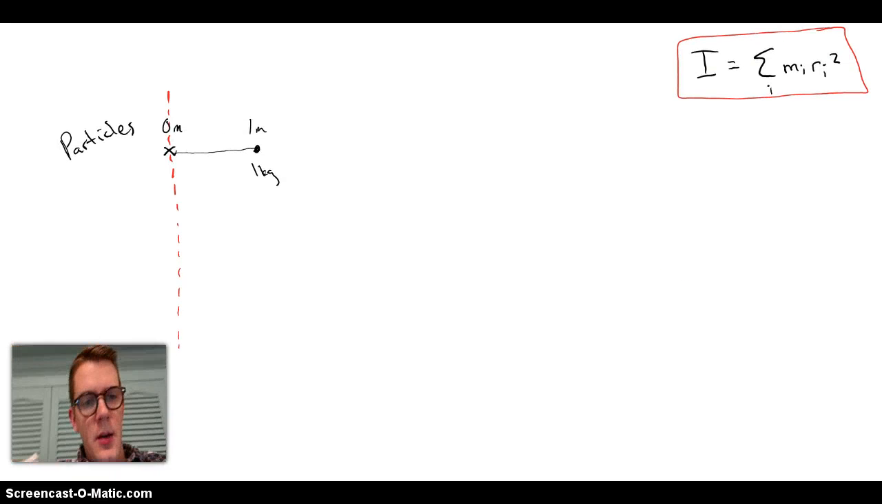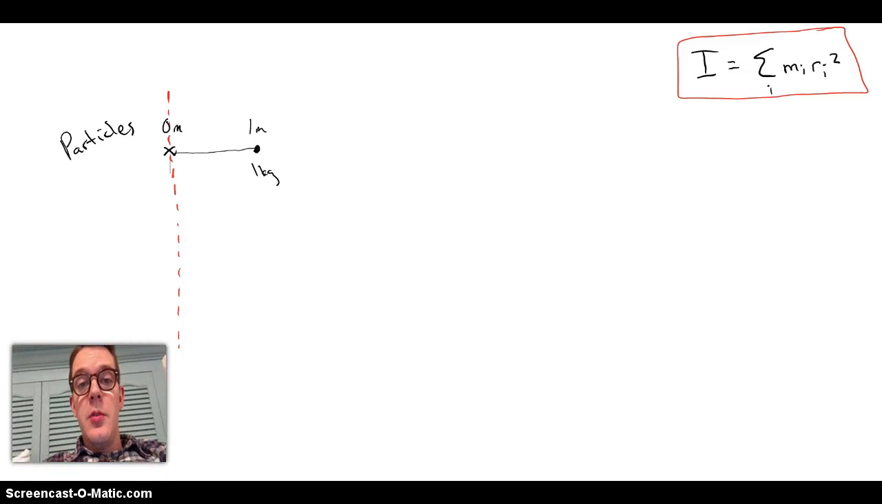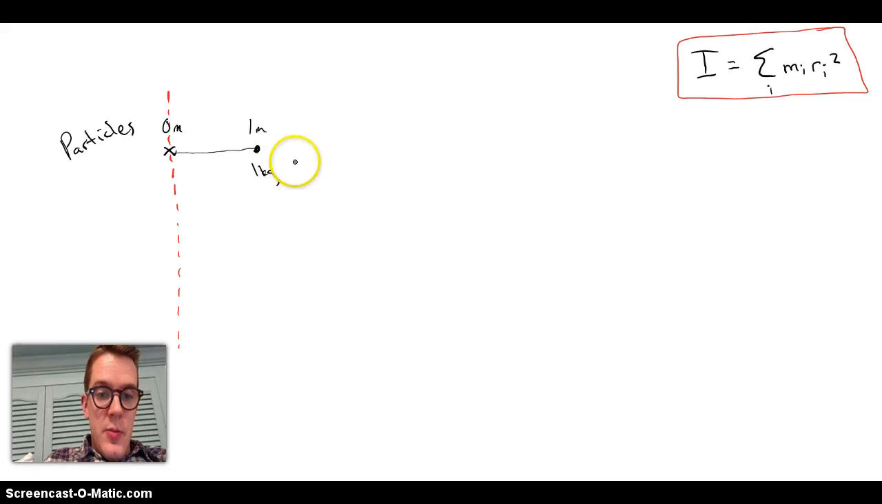Hi everybody. I'm going to do an example of moment of inertia, and it's going to involve center of mass. And then later I'm going to do an example that involves not just point particles but an extended rigid object like a thin rod. Alright, let's start with this example that I have here.